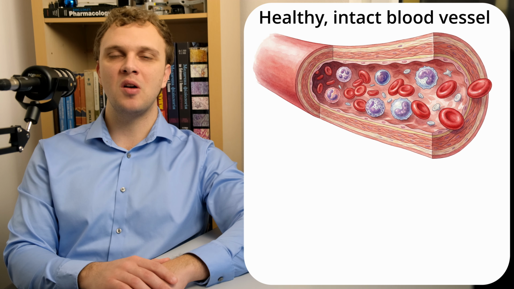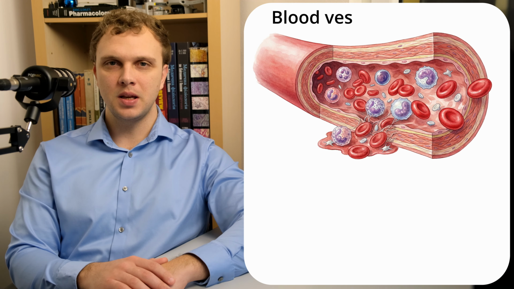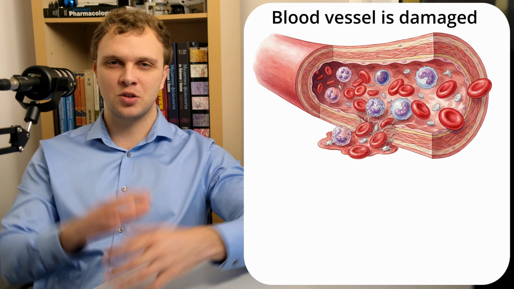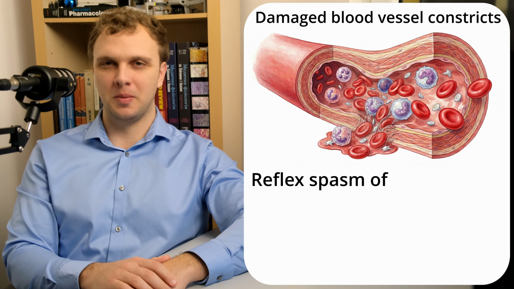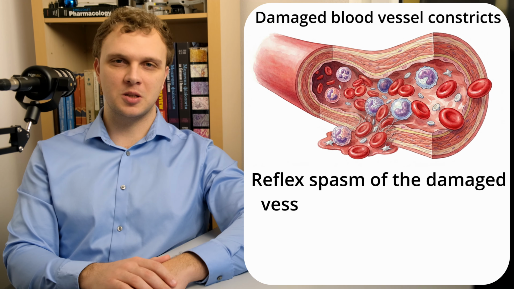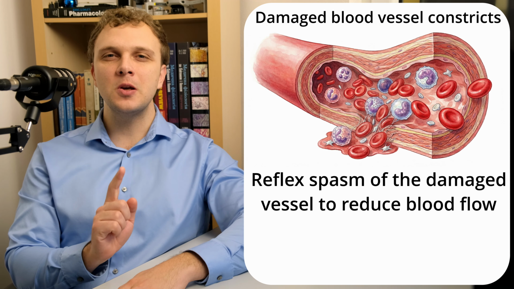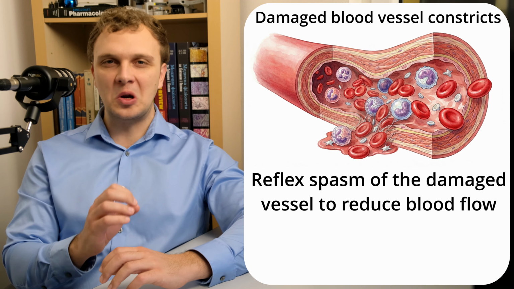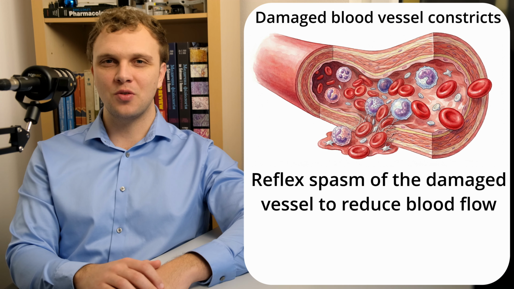First, we have vasoconstriction. When a vessel is damaged, its immediate reflex is to constrict. This spasm serves two purposes. It lowers blood flow to reduce the leak, but it also concentrates pro-clotting factors in that local area so they can work faster.